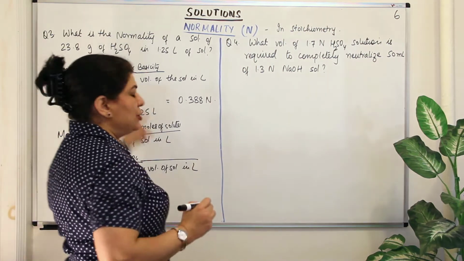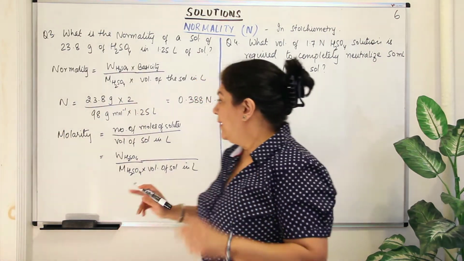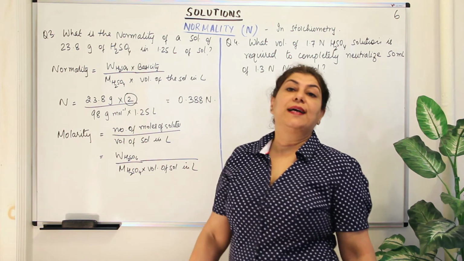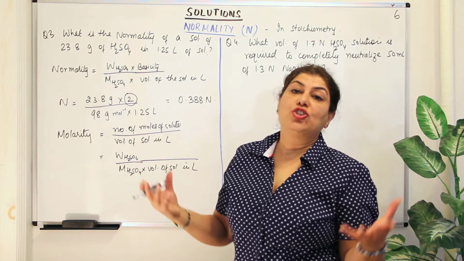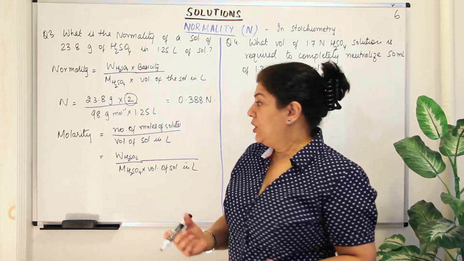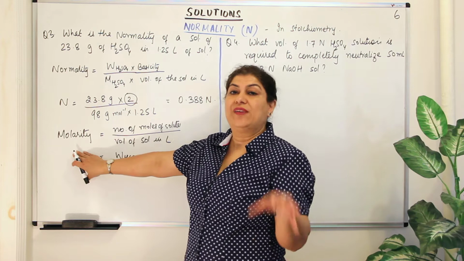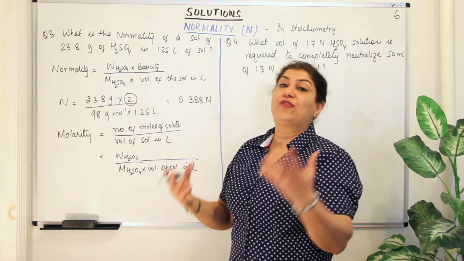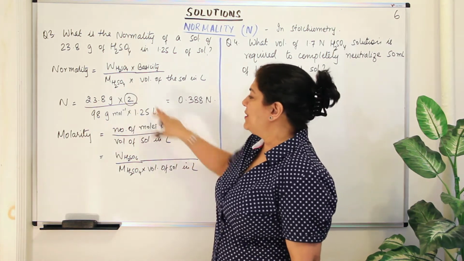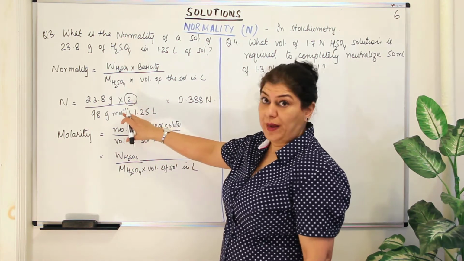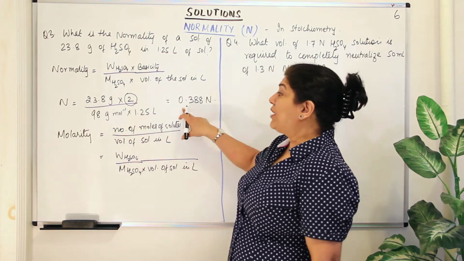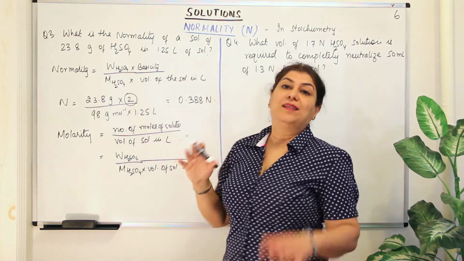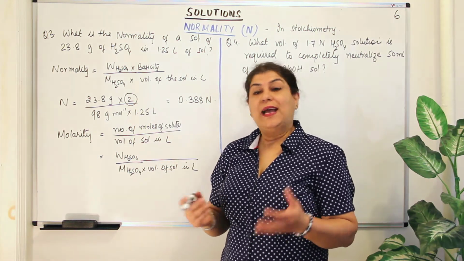So what difference do you see in normality and molarity? The difference between normality and molarity is only of the basicity or the acidity of the base, or the charge on the cation in the case of a salt. Therefore, if in a question you're given molarity, it is possible to calculate the normality just from the molarity. How? All you have to do is multiply this value by 2. Or if you have to calculate the molarity from the normality given, you will divide it by the basicity or acidity and you'll get that value.